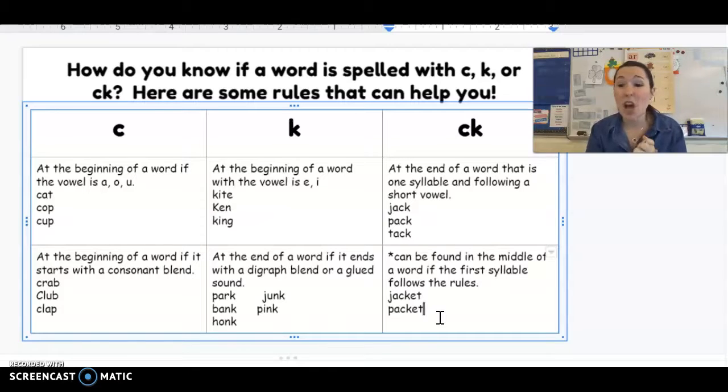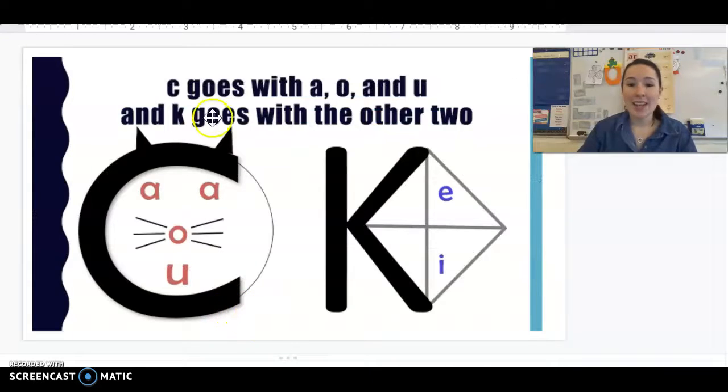Now I know this is a lot to remember. I don't expect you to be masters. It's just a skill we're going to keep working so that eventually we're like, I know if it's a C or a K or a CK because I know my rules. And I want to show you a picture that I have to help you with remembering C or K. All right. C goes with A, O, and U, and K goes with the other two.